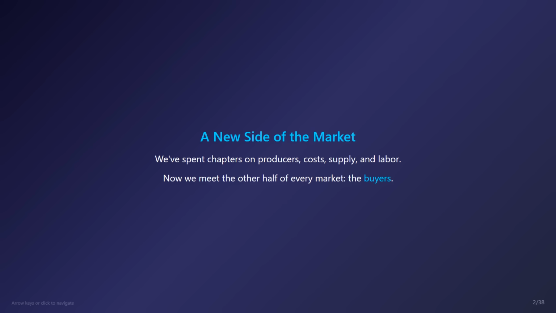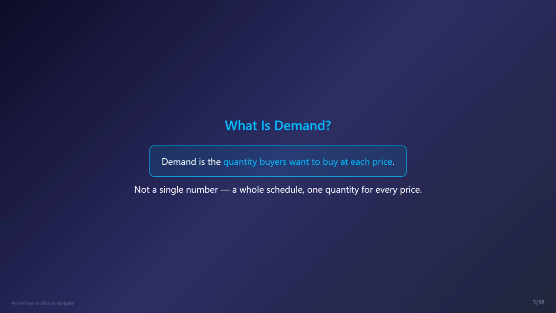For many chapters, we've built up the seller's side: production, costs, the supply curve, and the labor market. Now we meet the other half of every market, the side that decides how much to buy. We meet the buyers. So what exactly is demand? Demand is the quantity that buyers want to buy at each price. Notice it isn't a single number. It's a whole schedule, giving one quantity for every possible price.